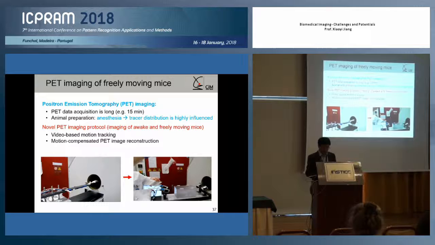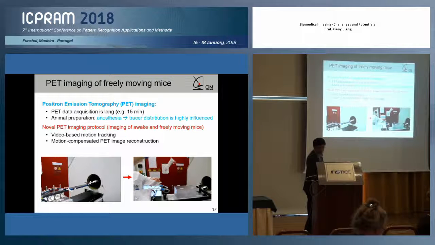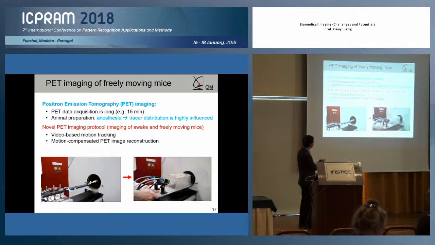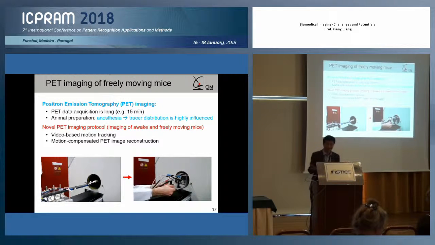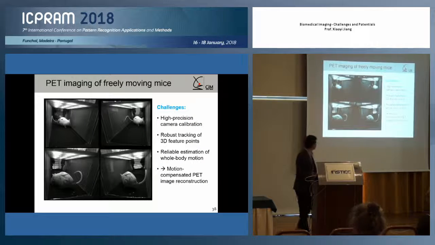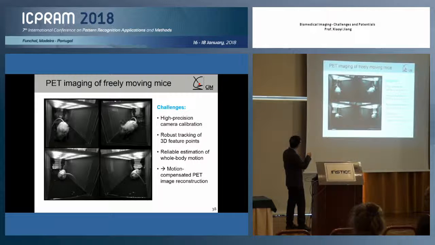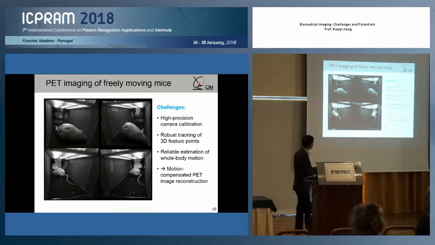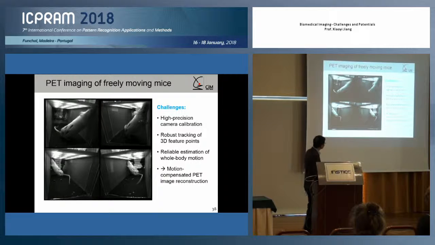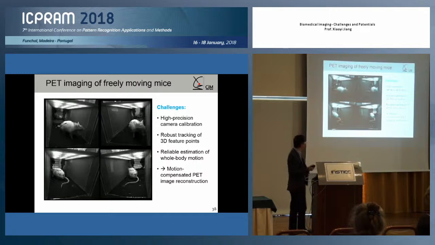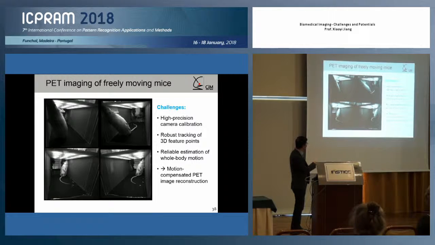So we are now working on the following solution. Yeah? The best way is to show you the solution. We have a chamber. We put the mouse into the chamber. You see on both sides there are two cameras. So you are well aware of stereo vision on both sides. So we would like to capture the 3D motion from both sides. And basically, you see the four cameras, two from each side. We have some markers on the fur because there are no visible features on the fur, unfortunately. And so we need to solve quite a number of computer vision challenges, like high precision camera calibration and so on and so forth. Finally, what we have done is motion compensated image reconstruction.